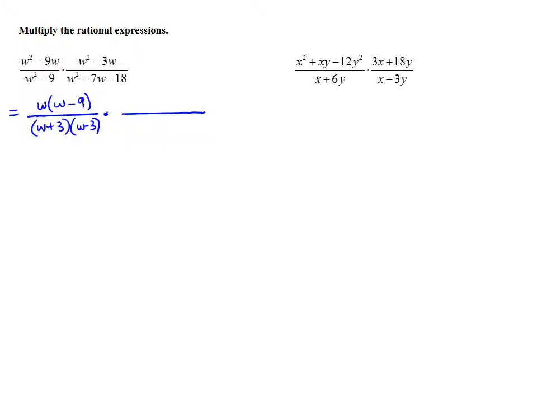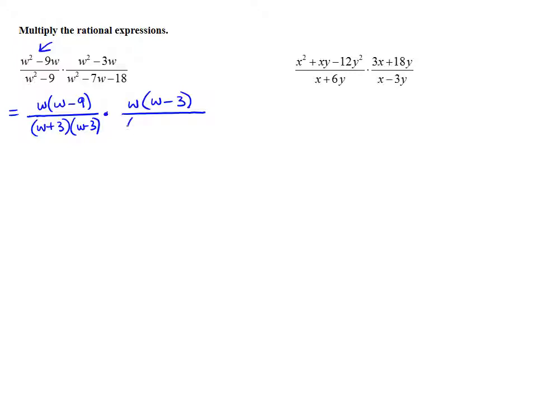Now that numerator and denominator looked awfully similar. Remember, your first step is always to look for something common, which is why you hopefully recognize that ends up not being a difference of squares, because when the w comes out, the w that's left inside is no longer a square. In the second fraction, w squared minus 3w, once again we have a w that's common in both terms. Factor it out and we get w minus 3.